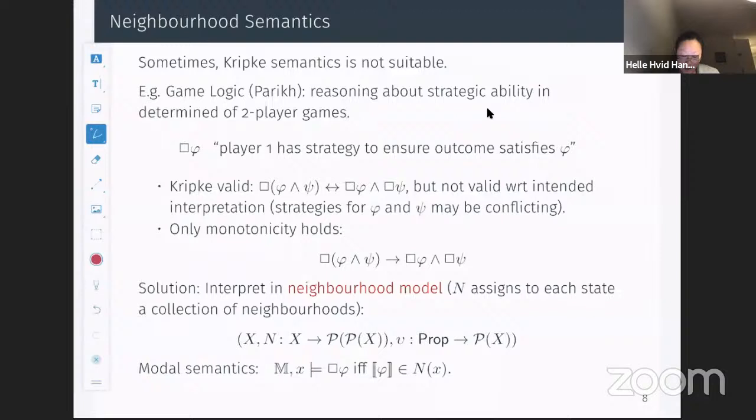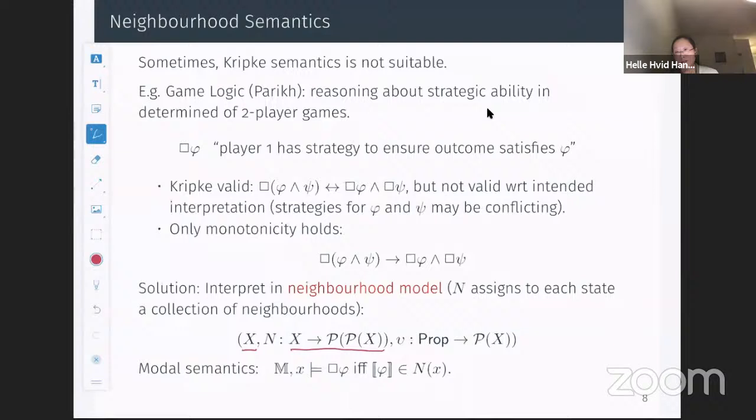So the solution is to interpret these modal languages in neighborhood models. A neighborhood model is again a set of worlds, or state space, and now together with what we call a neighborhood function. So it's a map of this type. It says that for every state x, it gives us a collection of subsets of the state space. And these subsets we call the neighborhoods of the state x.